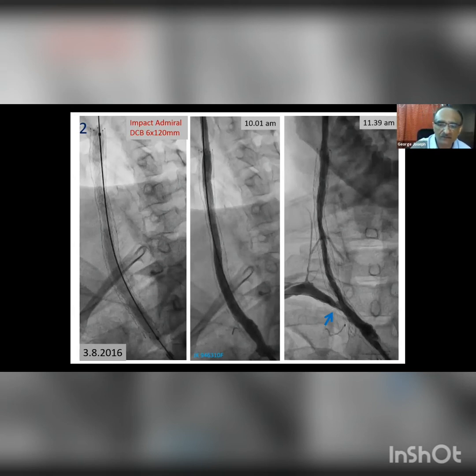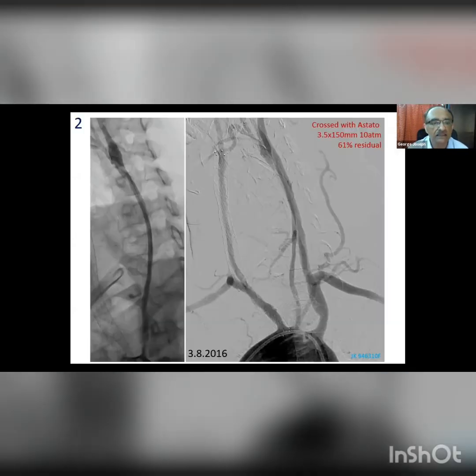We had managed to open out the right subclavian artery. The blue arrow shows the right subclavian where it was occluded. And we also opened the left common carotid artery. And because of the previous experience of headache and vomiting, this time we did not stent this artery. We just balloon dilated it with a 3.5 millimeter long balloon. And this is what we achieved on that day.